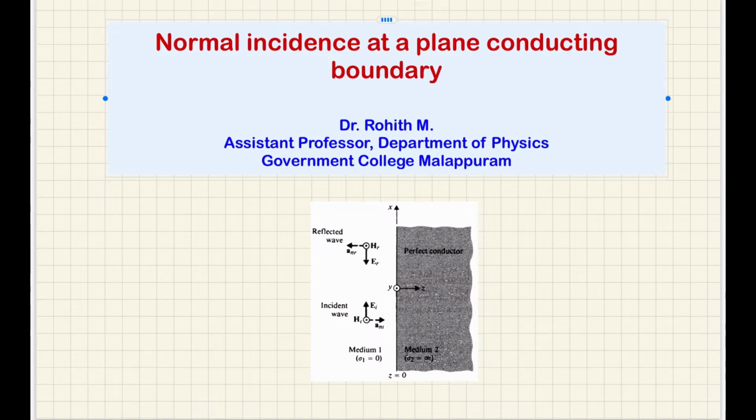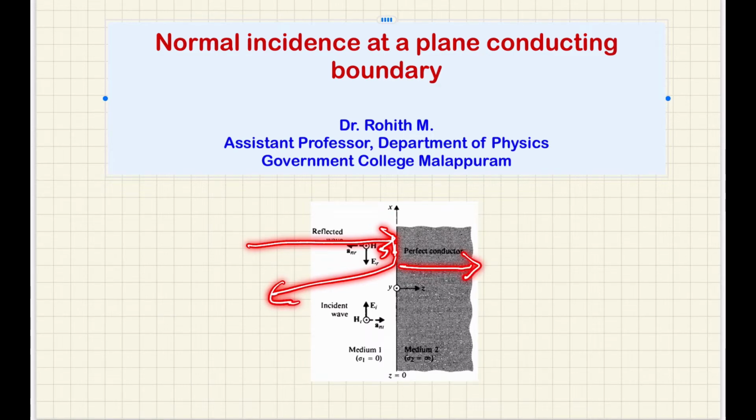So the electric and magnetic field intensities are tangential to the surface, because we know the electric and magnetic fields are always perpendicular to the propagation direction. As a consequence of the normal incidence, the electric and magnetic field intensities are parallel to the surface. So the whole story is this: you have an incident wave with electric and magnetic field intensities, and at the boundary some of the wave will be reflected and some will be transmitted.